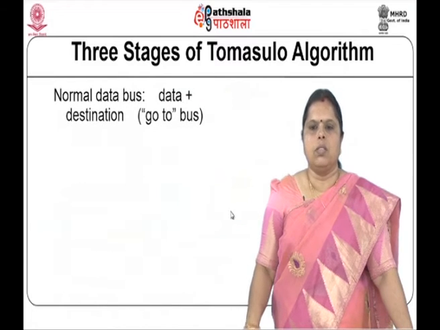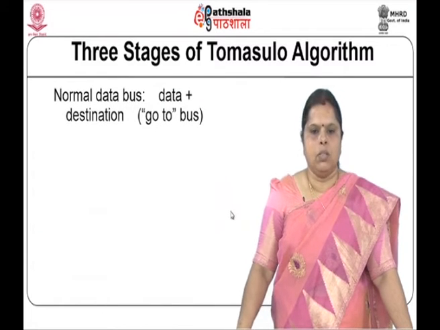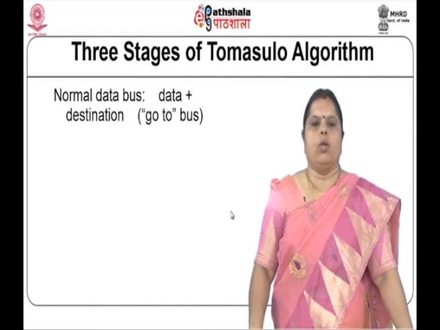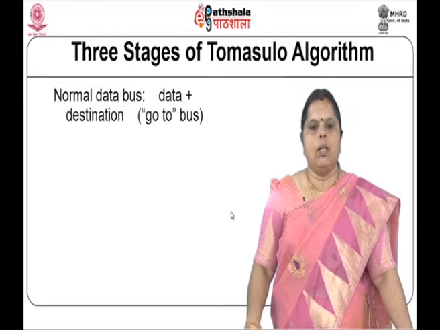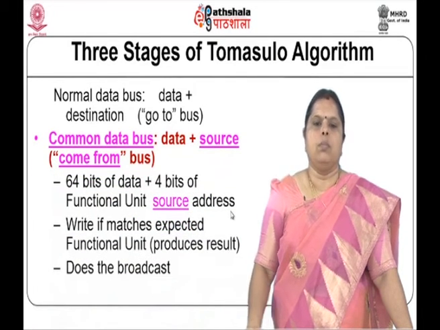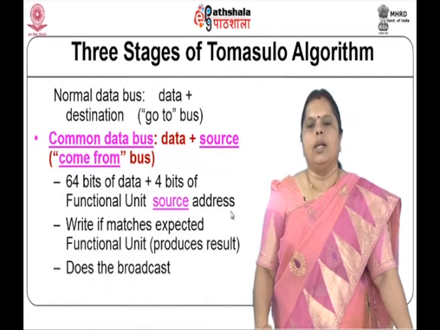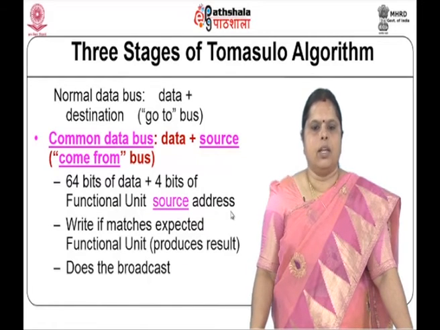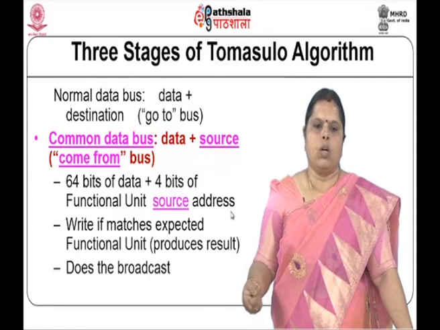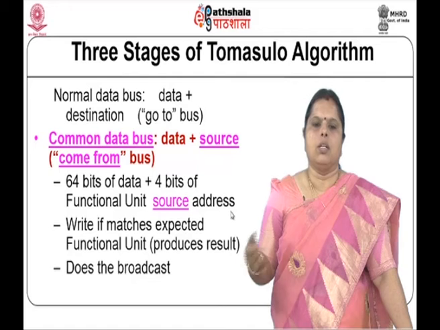The common data bus is different from the normal data bus. In the normal data bus, you will have the data and the destination address given, and the data will be written into that particular destination address. It is a go to bus, whereas in the case of a CDB, it is data plus the source from which the data comes in. So, it is a come from bus. For example, if you are looking at a 4-bit value to uniquely identify the various reservation station entries, then that 4-bit entry indicates which reservation station's data is being put out now, and the 64 bits of data are transmitted on the CDB.